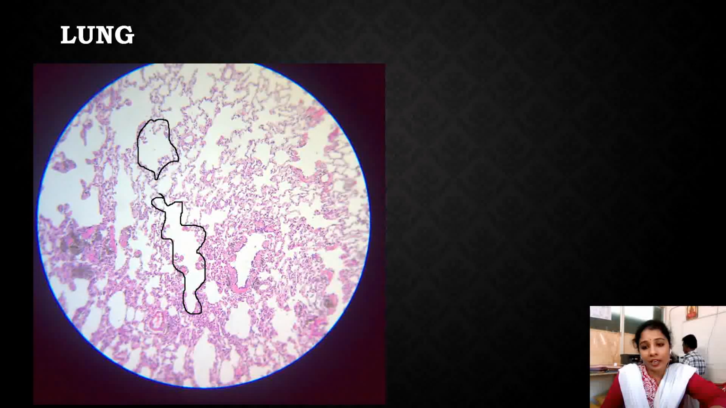And type 1 alveolar cells are more abundantly present and they are simple squamous cells. Whereas type 2 alveolar cells are surfactant producing cells which keep the surface tension within the lungs. And we can see the cut sections of bronchioles also here.